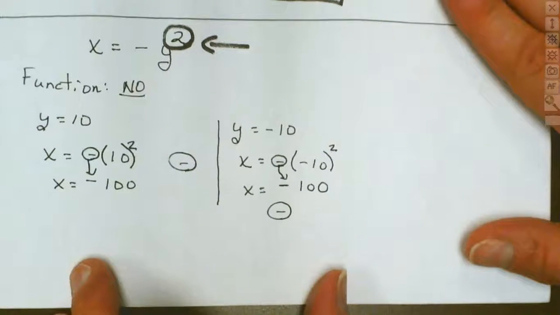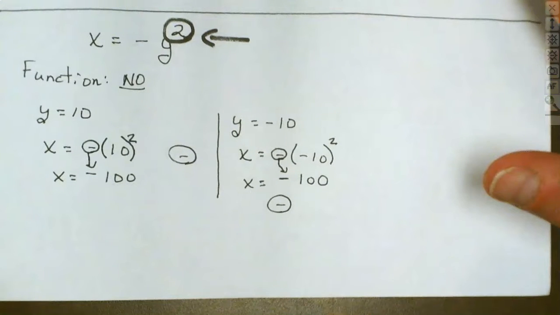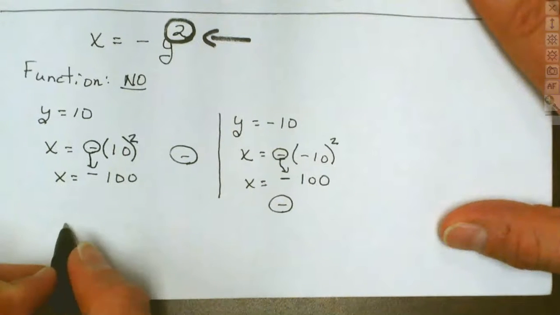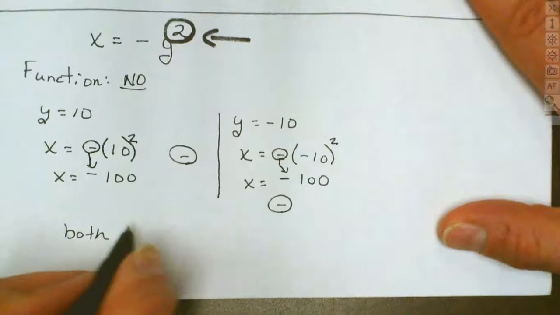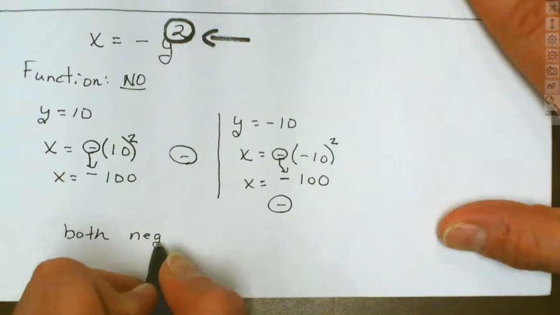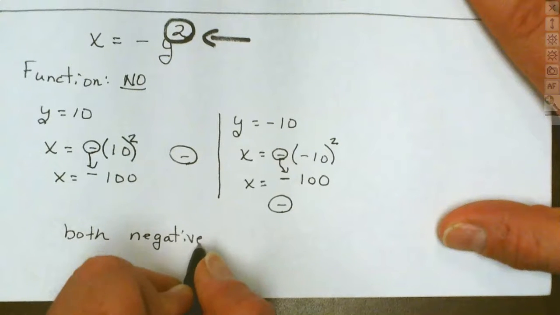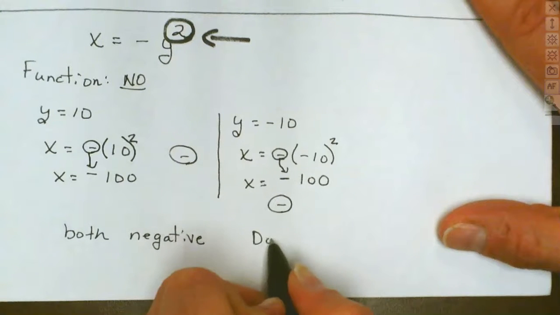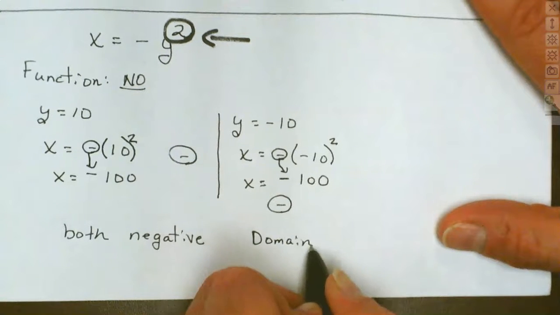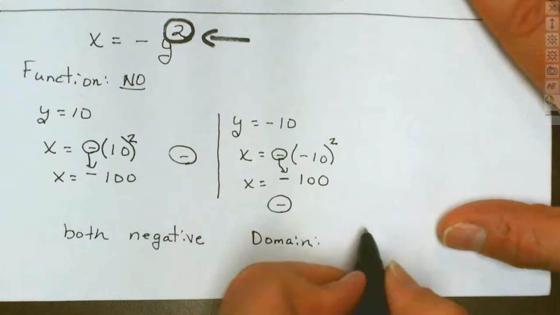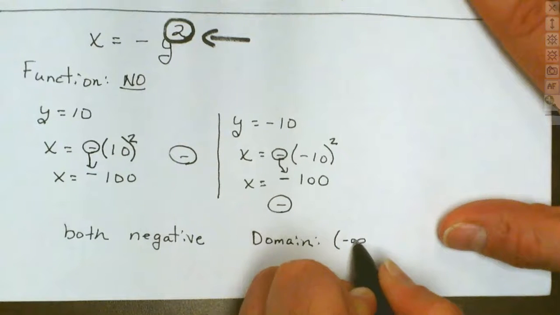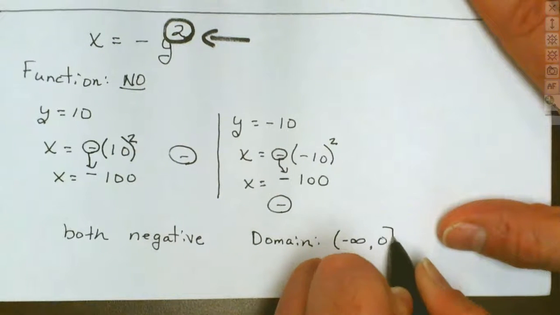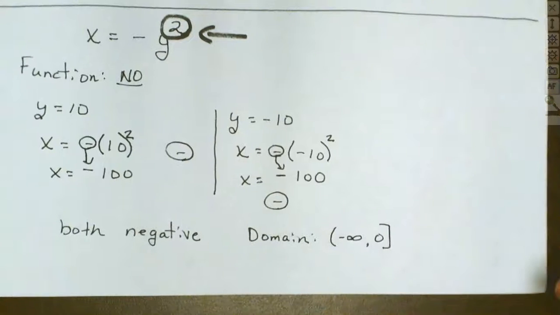So what do I know? Unlike the last one, where they were both positive, in this case, they are both negative. And so what would my domain then be? We only get out negative values and 0. So my domain would be negative infinity to 0.